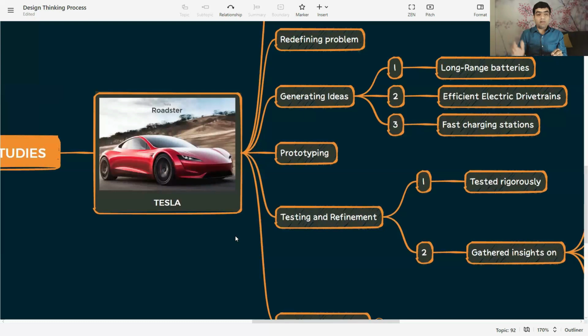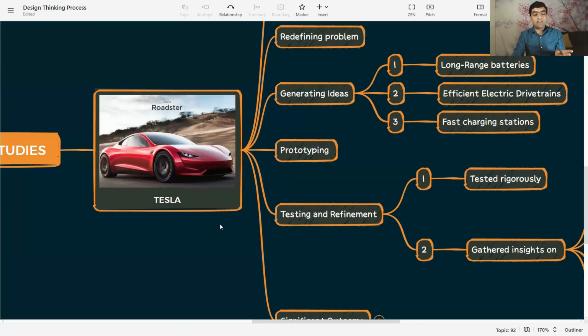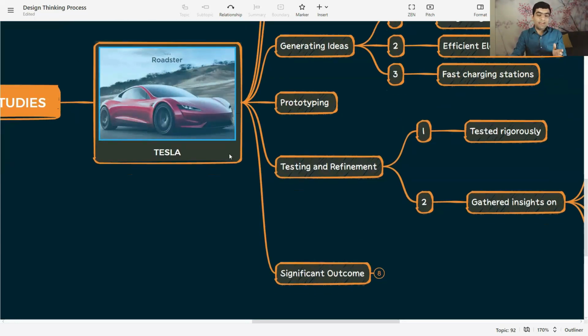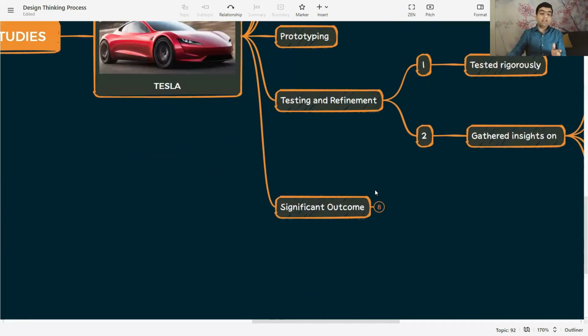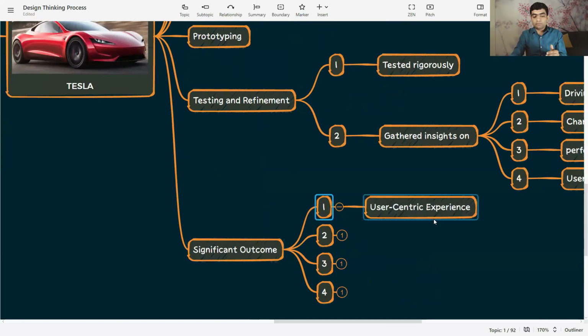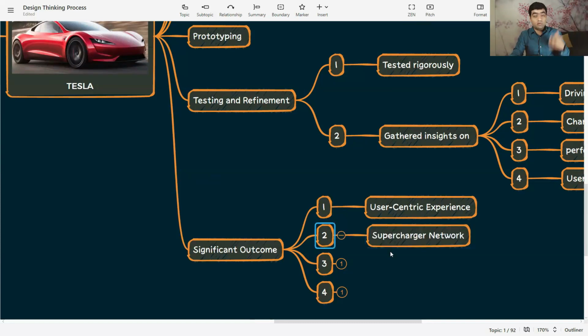Before Tesla there was no OEM manufacturing electric vehicles. They completely disturbed the market, and now you can see everyone is creating electric vehicles, right? Because Tesla gave hope to everyone that it is possible, correct? So now the market is moving to electric vehicles, right? The significant outcome is, you can see, the user centric experience. It's very easy to drive that car, and it has a very good user experience.